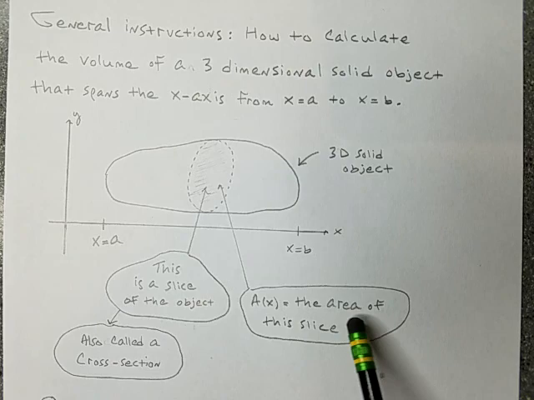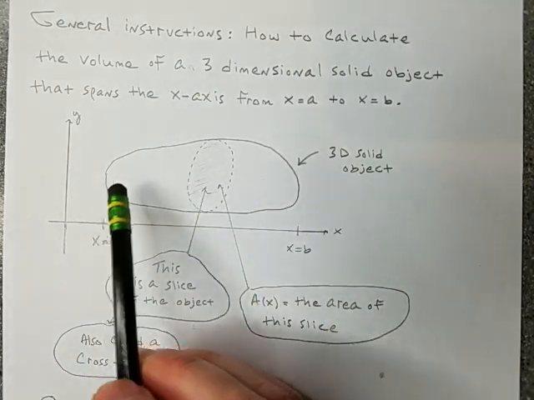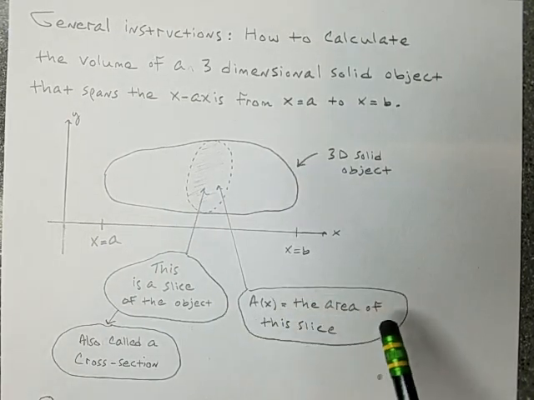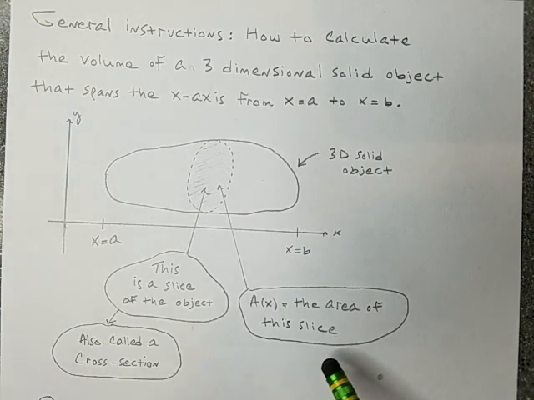A of x is the area of this slice, or it's a formula. It tells you the area of any of them, okay? Now that might be a little bit too abstract for you right now. You might really need to see some examples to understand that, but that's part of why we do the examples.